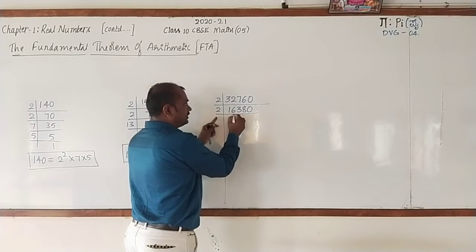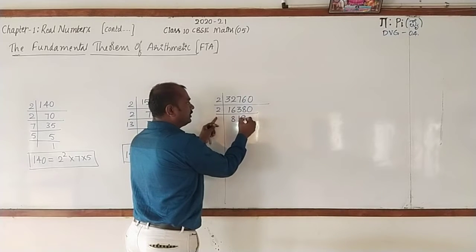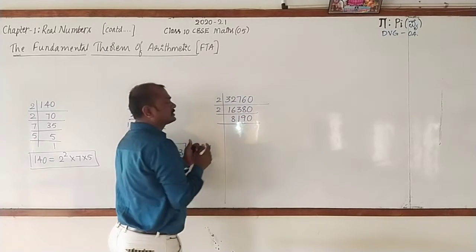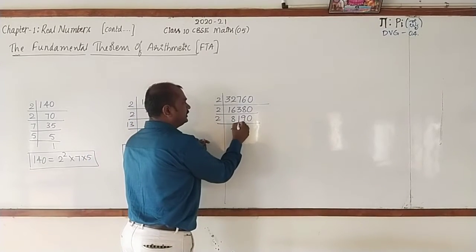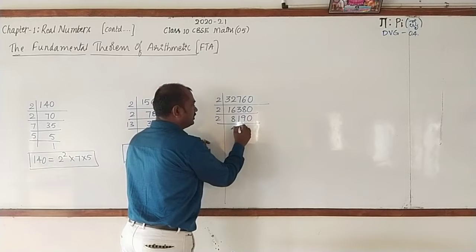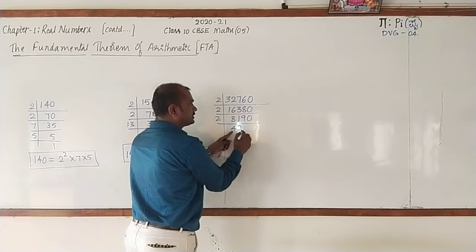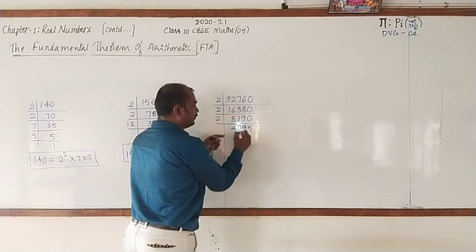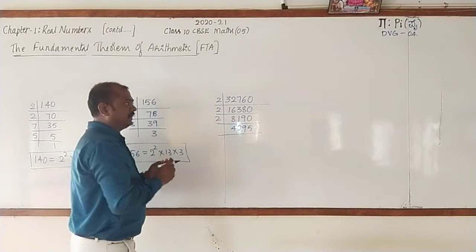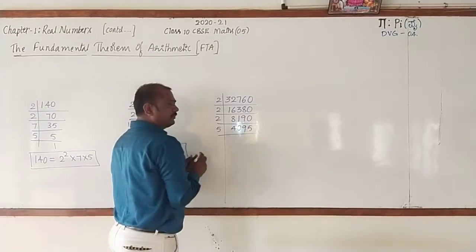2 8s are 16. Now, 2 1s are 2, 1 will remain, 18. 9s are then 0. Again, start dividing it by 2. 2 4s are 8, 1 is not divisible, and 0. So, 2 40s are 18, 1 will remain, it is 19. 2 9s are 18, 1 will remain, 10. 2 5s are 10, 4095. As this number ends with 5, start dividing it by 5.